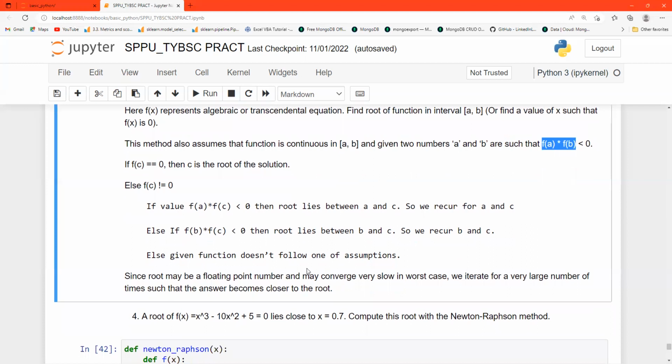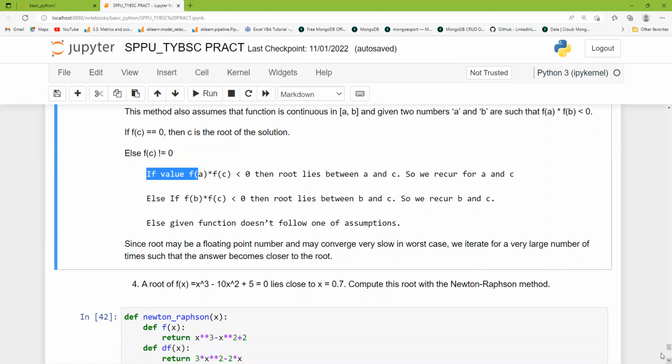Okay. So else f of c is not equal to 0. If it is not equal to 0, then we have to check this. If the value of f of a into f of c is less than 0, then root lies between a and c. So we recur for a and c. Else, again in this else, we have written if f of b into f of c is less than 0, then root lies between b and c. And else the given function doesn't follow the assumption. That means the above assumption does not follow. Okay. So you can write it.